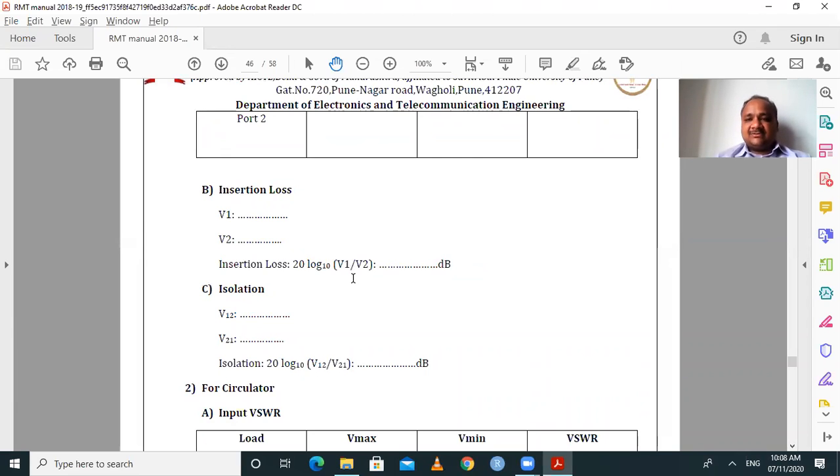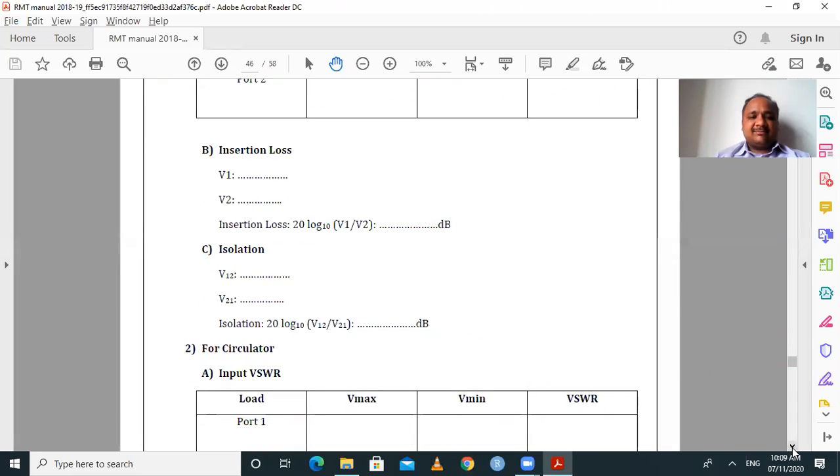Suppose we are going for the isolator experiment. V1 is the voltage at port number 1 of the isolator when the isolator is not inserted, and V2 is the output of the detector mount or on the CRO when the isolator is inserted. That means V1 is the voltage before insertion of the isolator, and V2 is the voltage after insertion of the isolator. When you know the values of V1 and V2, you can calculate insertion loss using the formula 20 log to the base 10 of V1 upon V2, and it is measured in decibels because it is a logarithmic scale.